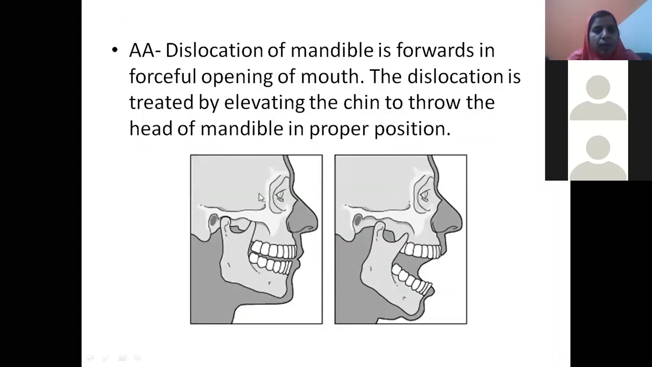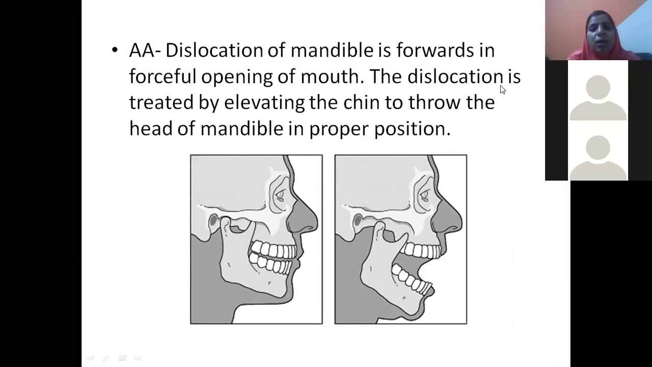Then we have dislocation of the mandible. You can see basically the head of the mandible is supposed to be in the mandibular fossa. Now suppose it is moving upwards and outwards, sometimes when we do an uneven opening of the mouth, as when we yawn very unevenly, then what happens? The head of the mandible may slip from the mandibular fossa and move forwards, leading to dislocation of the mandible, in the forward direction.